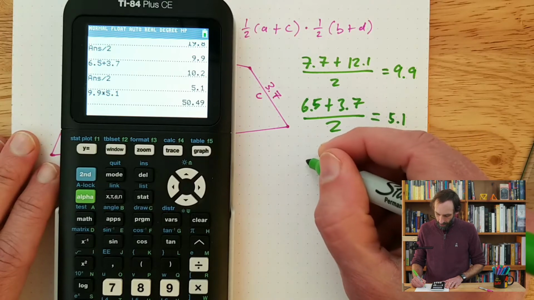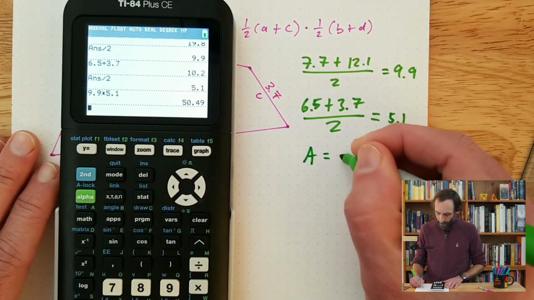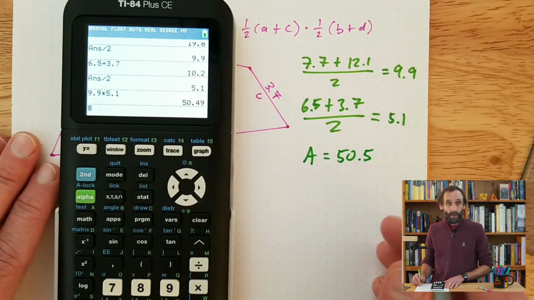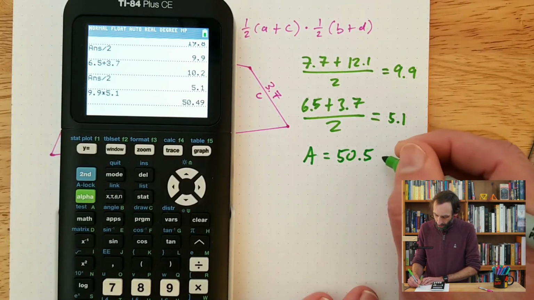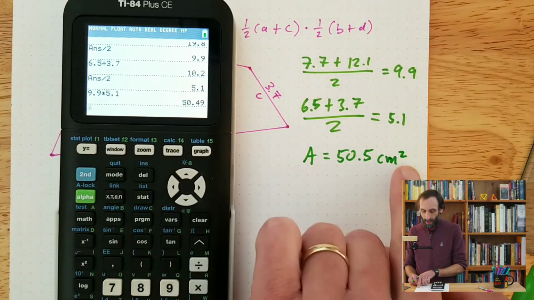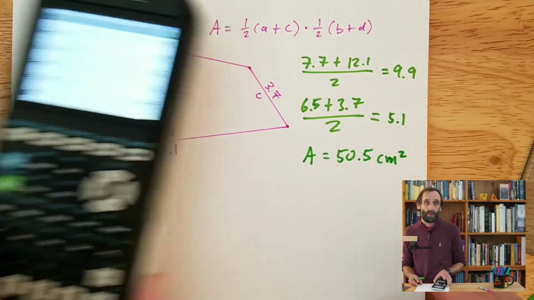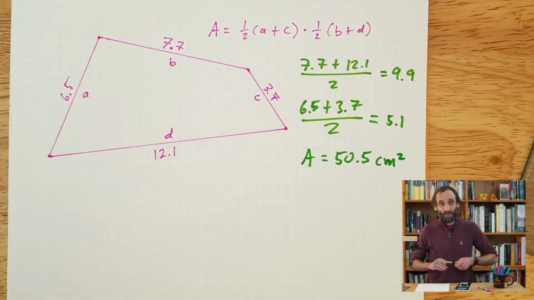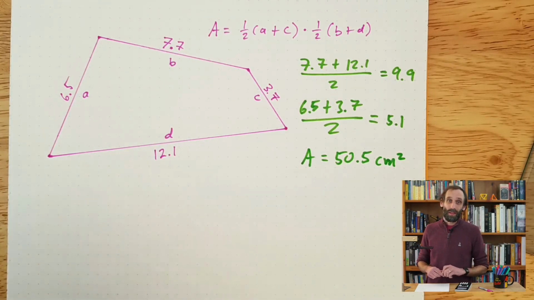So the area is equal to 50. I'll just round to the nearest square centimeter. So 50.5 centimeters squared. Because we're dealing with area, it's square centimeters instead of just centimeters. Okay, so according to the Egyptian formula, this is the area of this quadrilateral.